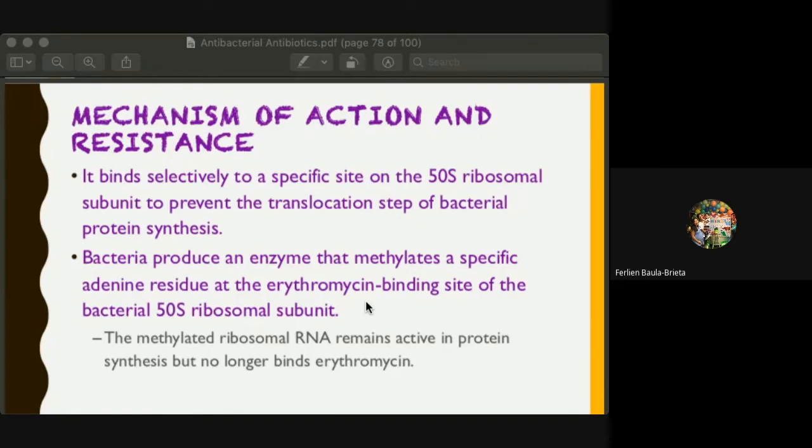Bacteria produce an enzyme that methylates a specific adenine residue at the erythromycin binding site of the bacterial 50S ribosomal unit to overcome our erythromycin. So an enzyme pa rin yung ginawang resistant factor ng ating bacteria to counteract the drug. So, methylated ribosomal RNA remains active in protein synthesis, but it will no longer bind erythromycin. So that leads to resistance against erythromycin.